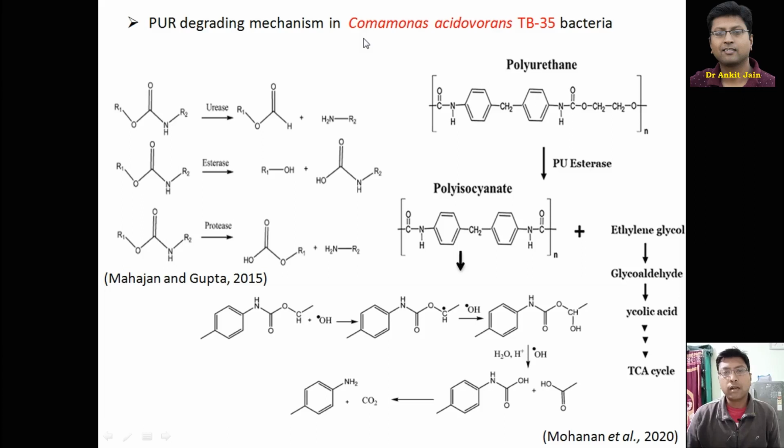This is another bacteria, that is common as Comamonas acidovorans TB35, and this bacteria produces PU esterase, and it degrades the polyurethane, and it converts polyisocyanate. This bacteria also release urease, esterase, and proteases, and it further degrades these monomers. This monomers is assimilated and taken up by bacteria. Further, it will produce ethylene glycol, and that enters into the TCA cycle, and that will give the energy to this bacteria.